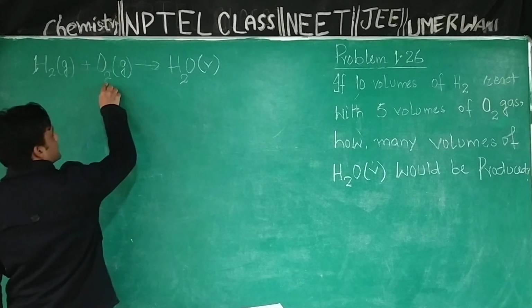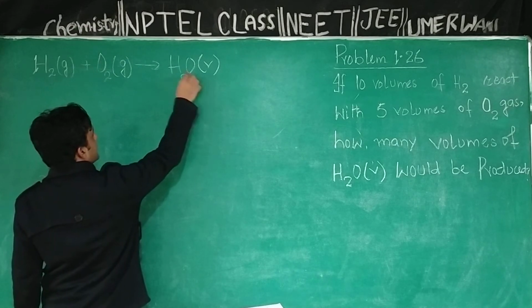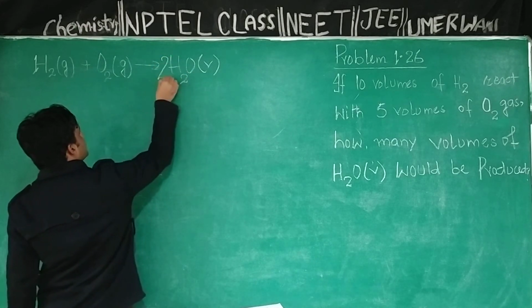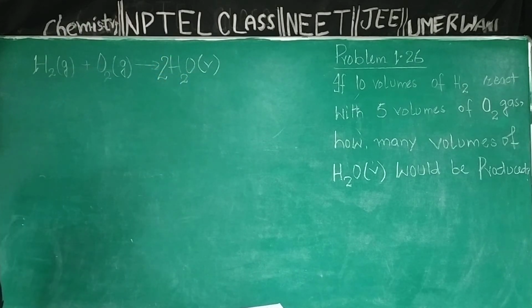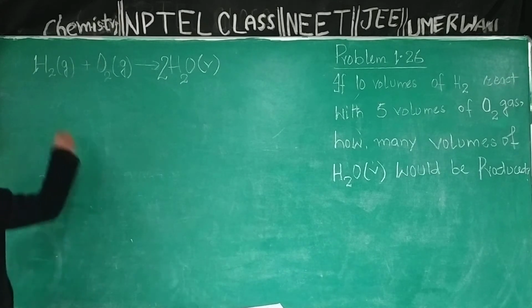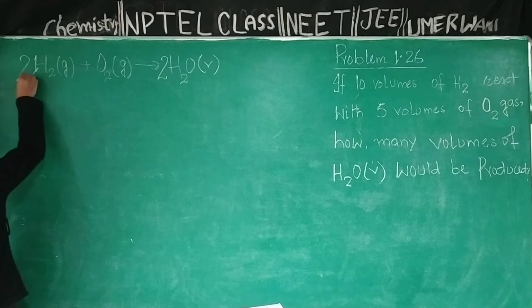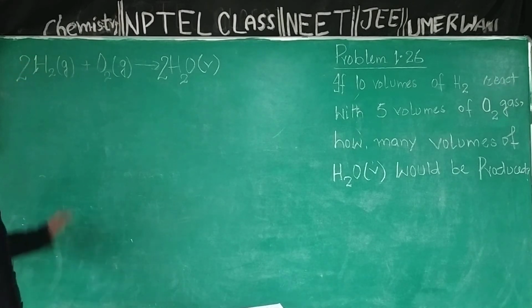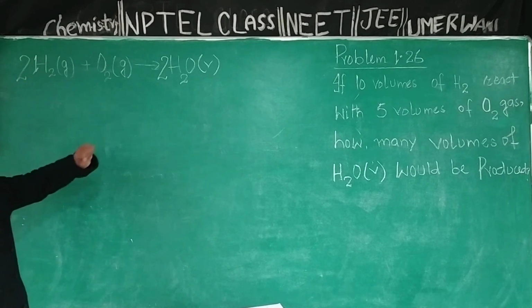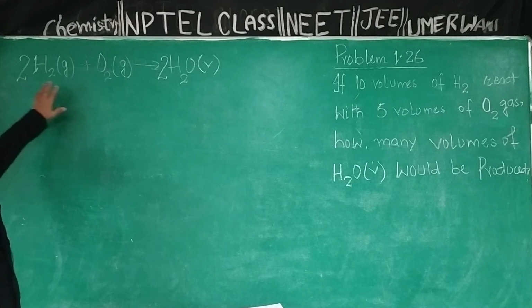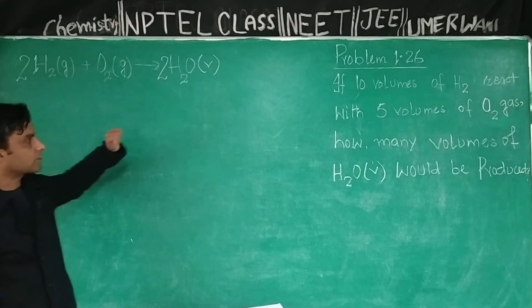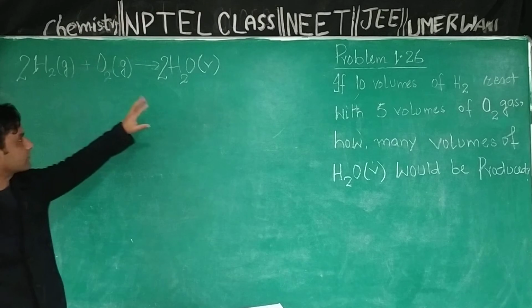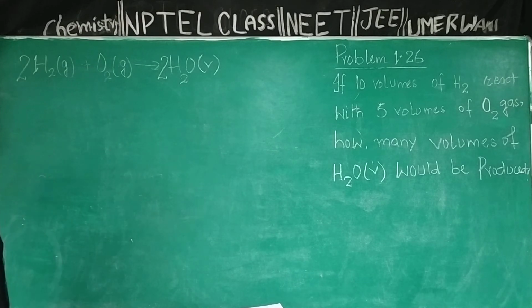Here there are 2 atoms of oxygen. On product side, I should have 2 atoms of oxygen, so I will use 2 as stoichiometric coefficient for water, and in order to balance hydrogen atoms, I will use 2 as stoichiometric coefficient for hydrogen. Now this is balanced chemical equation. Here 4 atoms of hydrogen are on reactant side and 4 are on product side. 2 atoms of oxygen are on reactant side and 2 are on product side.